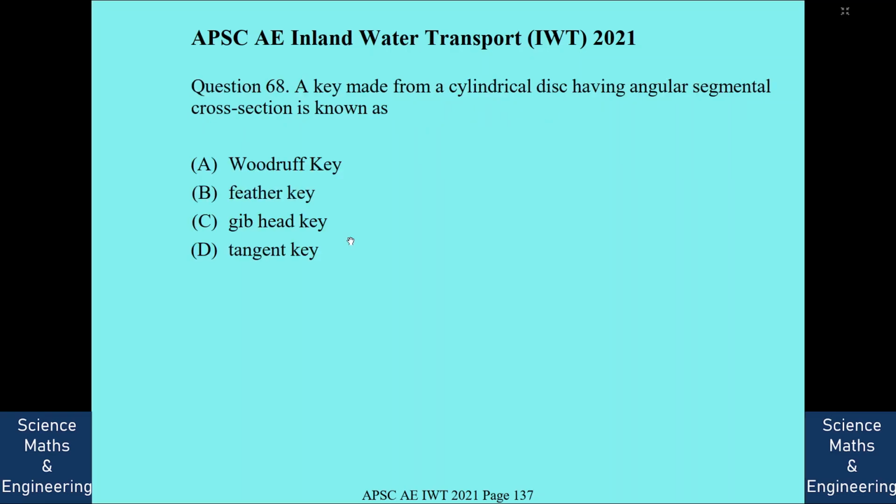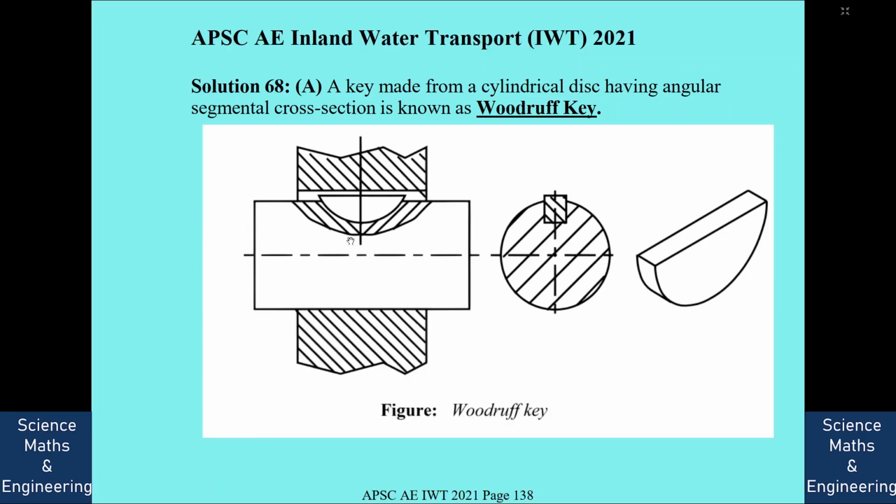Next, a key made from a cylindrical disc having angular segmental cross section is known as A, Woodruff key, B, feather key, C, gib head key, or D, tangent key. So the answer is, it is a Woodruff key.